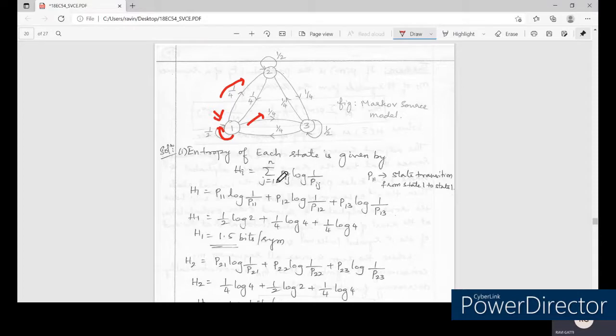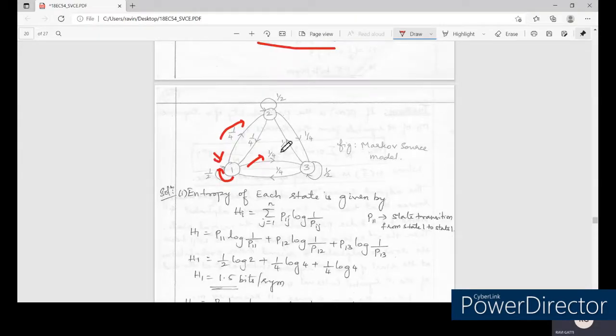It is the summation, j equal to 1 to n, of Pij log 1 by Pij. P11 means being in state 1 and going to state 1, that is P11. It emits a particular symbol and moves to state 2, which we call P12, and in state 1 it also emits a particular symbol and moves to state 3 with probability P13. If I substitute, 1/2 log 2 plus 1/4 log 4 plus 1/4 log 4, we get the entropy of the first state, which is 1.5 bits per symbol.